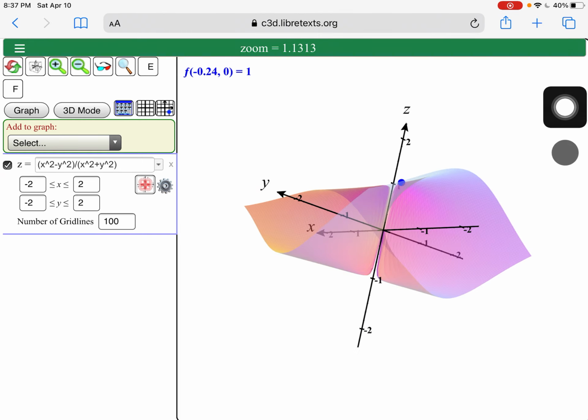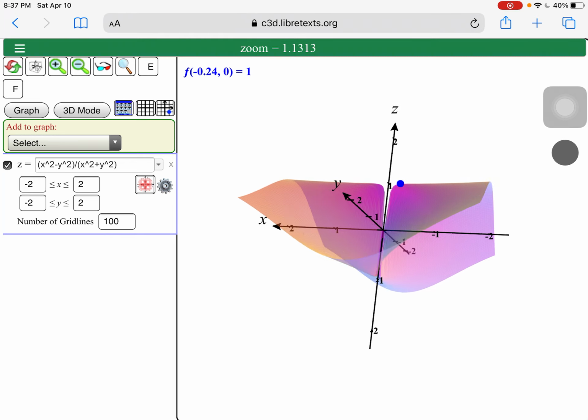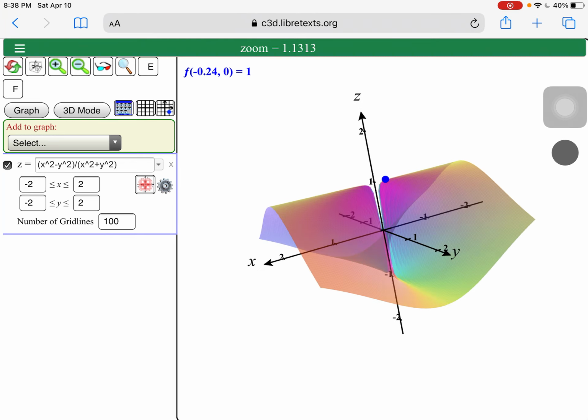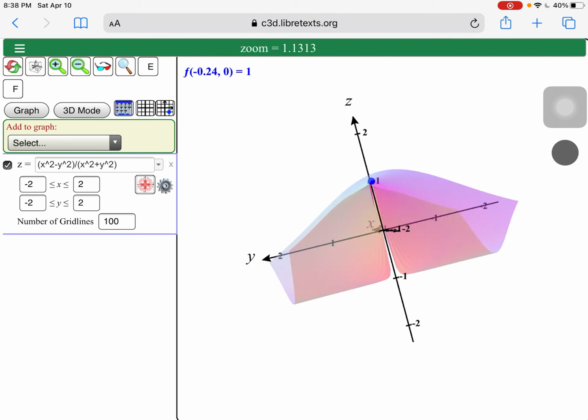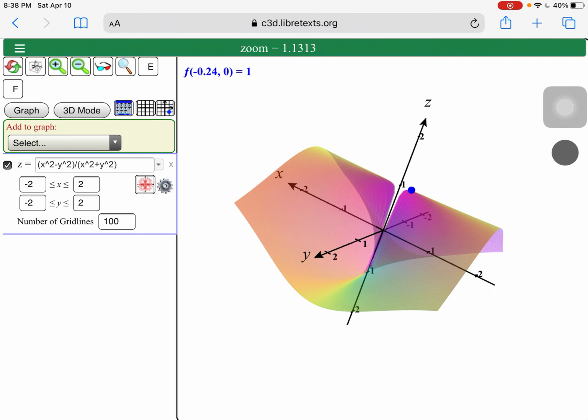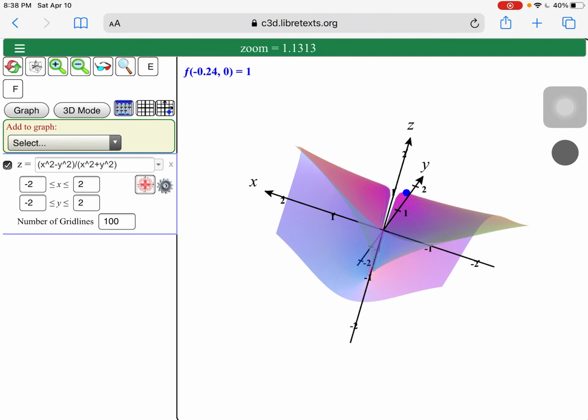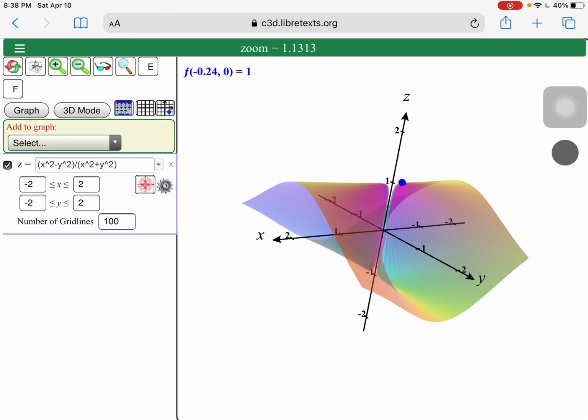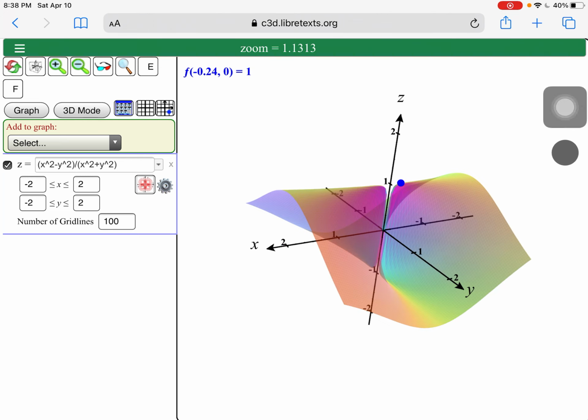Nonetheless, let me pan around so you get a sense of what this surface looks like. It's actually quite nice and smooth, except for at the origin, right? So we are going to figure out what's going on there in a minute. Part of the way I'm going to do that is I'm going to ask you to keep your eye up here on the values of the function, okay?